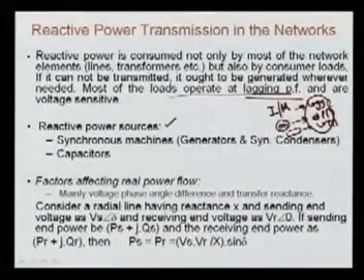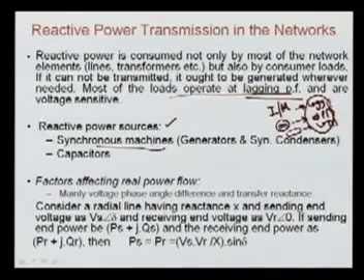So we have to compensate for that reactive power by generating it locally in the local load centers. The reactive power sources are, no doubt, mainly the synchronous machines that generate reactive power. First, of course, the alternators or generators, and another is the synchronous condenser. A synchronous condenser is nothing but an alternator.